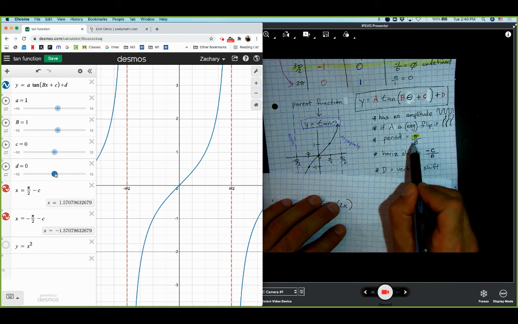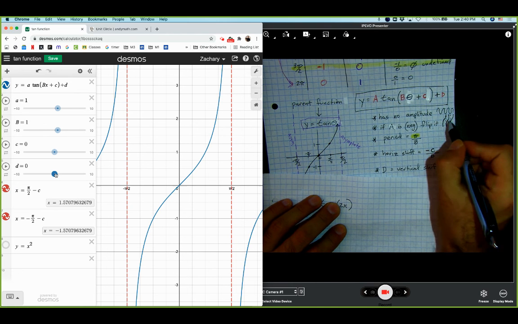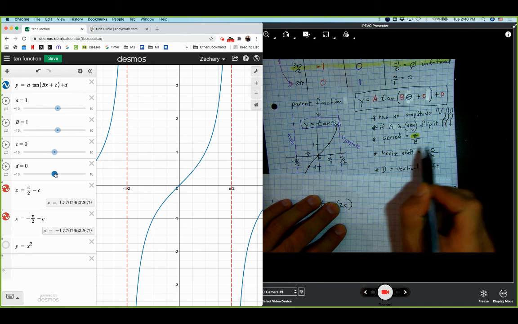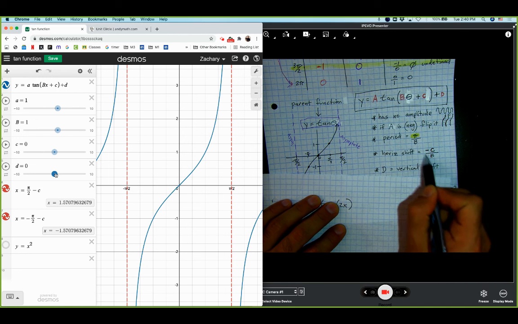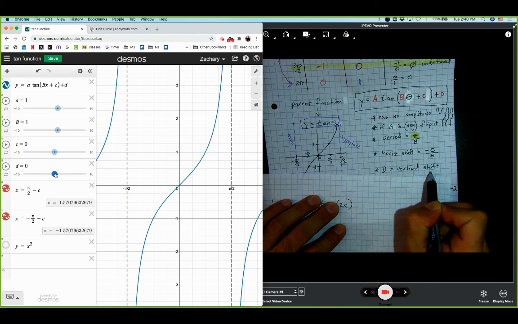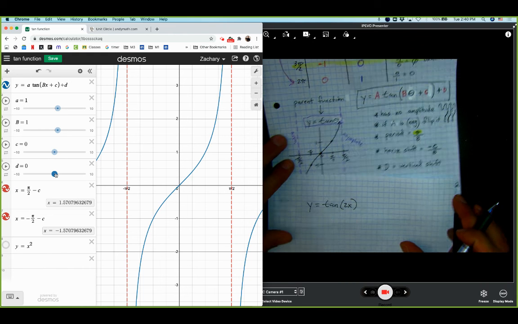To find the period, which is the length of each of our repeats, we take pi and divide it by b. Horizontal shift is a little more complex. We'll get to that. The d value is moving up and down, right? Vertical shift.